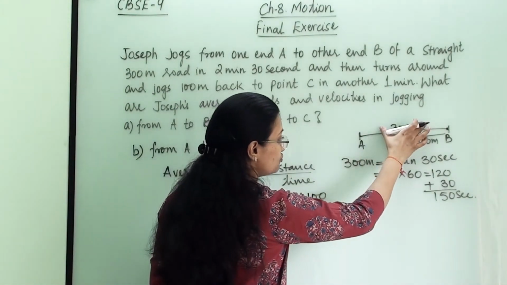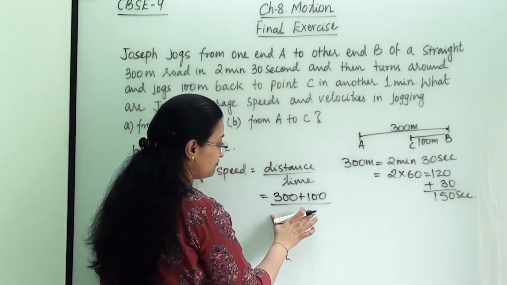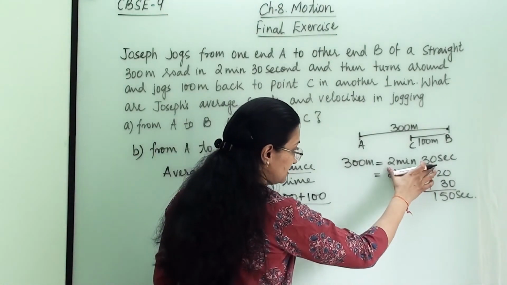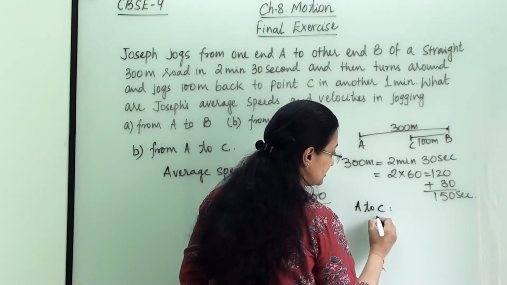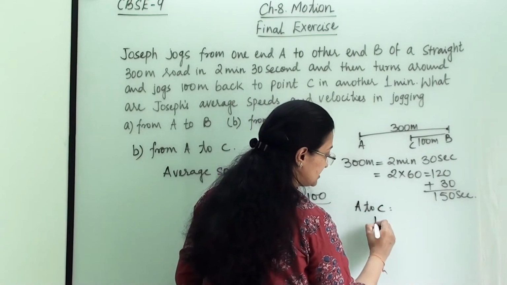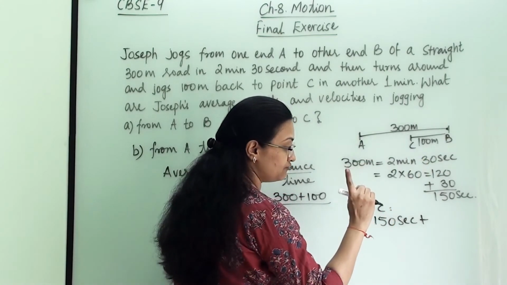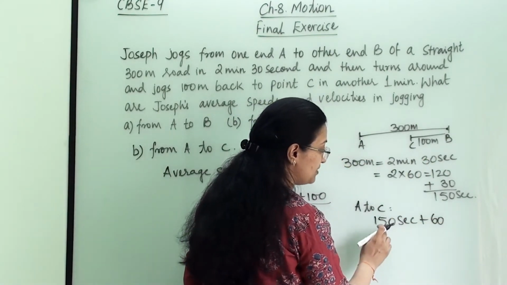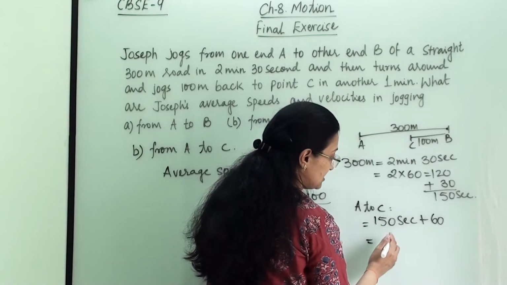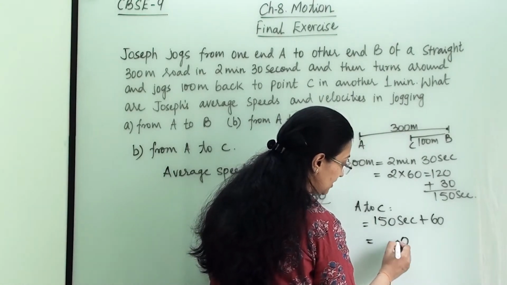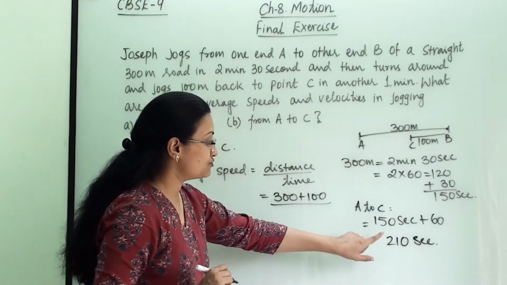is 2 minutes 30 seconds plus 1 minute. So from A to C, the time taken: 2 minutes 30 seconds is 150 seconds, plus when he comes from B to C, he takes 1 full minute. So 60 seconds will be added to that. So total time will be 150 plus 60, so that is going to be 210 seconds. That is going to be the complete time.